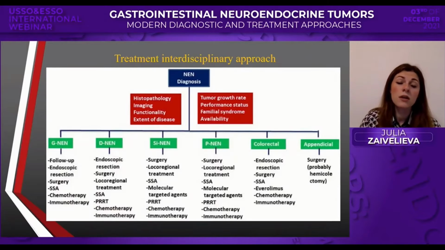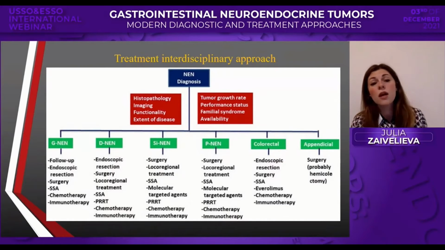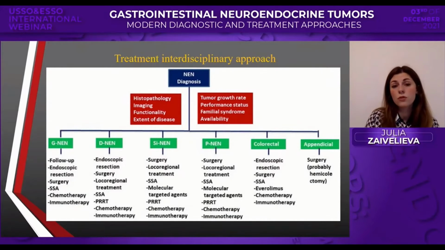As you can see, we have many options that are important for the doctor and for our patients. And first of all, we have to know exactly the histopathology, imaging, functionality of the tumor, extent of the disease, tumor growth rate, performance status, family anamnesis of the patient, and availability.